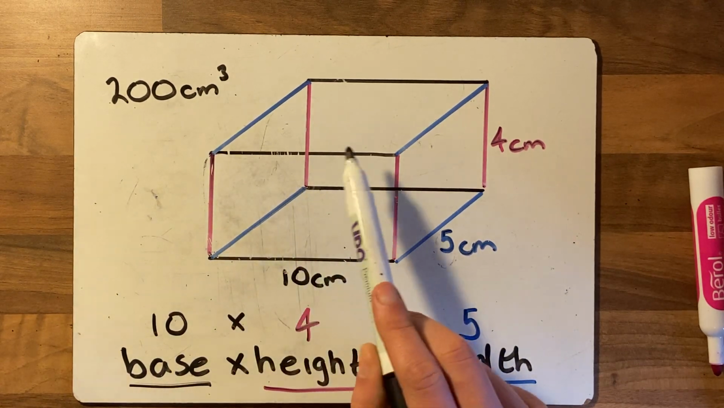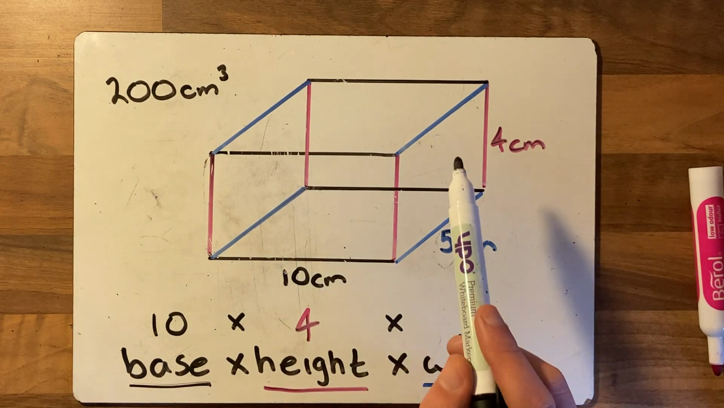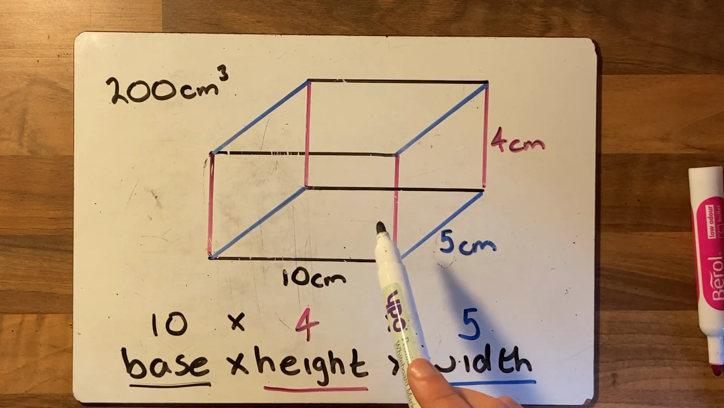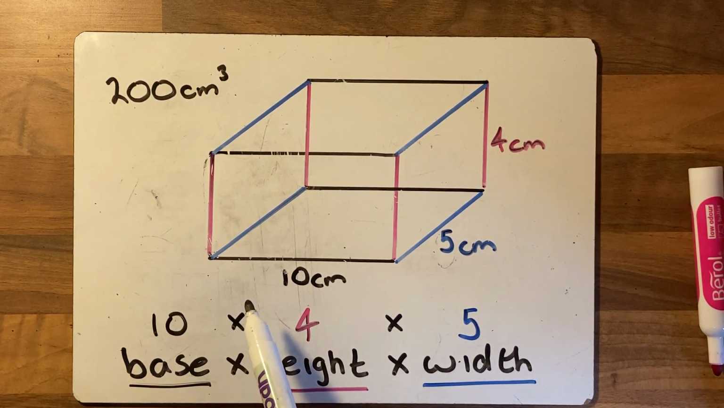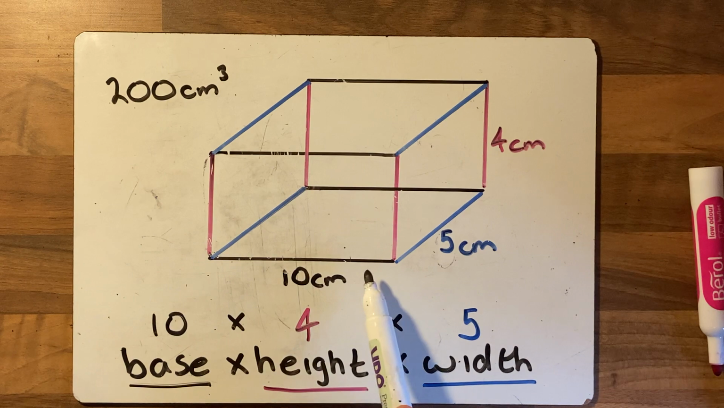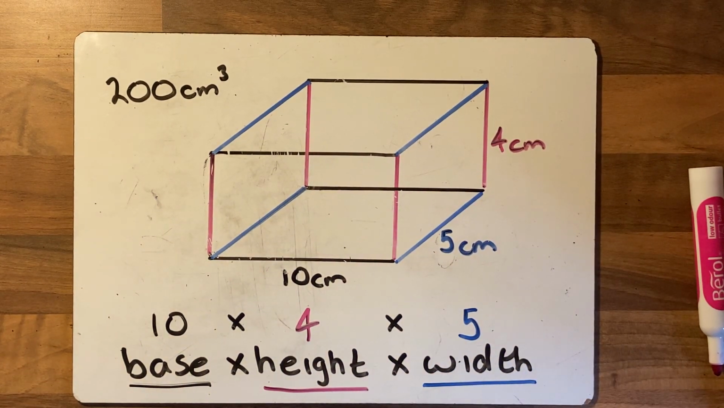So can you see here how if I had made this with multi-link, not only would it have taken me a long time, it would have been incredibly difficult to get an accurate answer, because I would have had 200 cubes within this shape. But if you're remembering, base times by the height times by the width will get you to how many cubes there are within that shape.